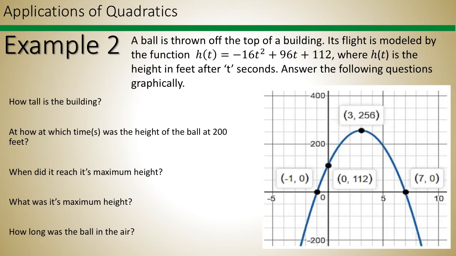Okay, so here's another one. We have a ball that is thrown off the top of a building. Its flight is modeled by the function given there, where h of t is the height in feet after t seconds. Answer the following questions using the graph. So the first one, how tall is the building? Okay, so the ball is being thrown from the top of the building. So when the ball first flies, that's where the top of the building is. So that's going to be our y-intercept. So the building in this problem is 112 feet.